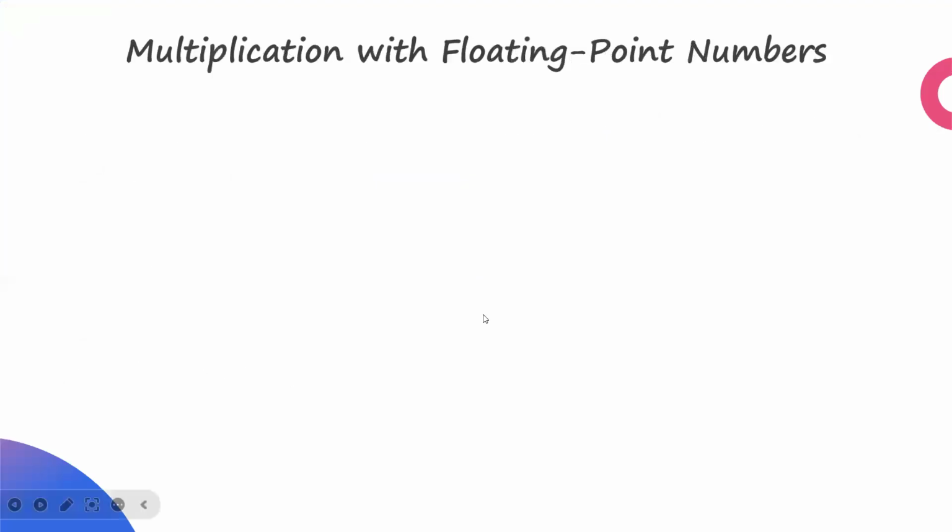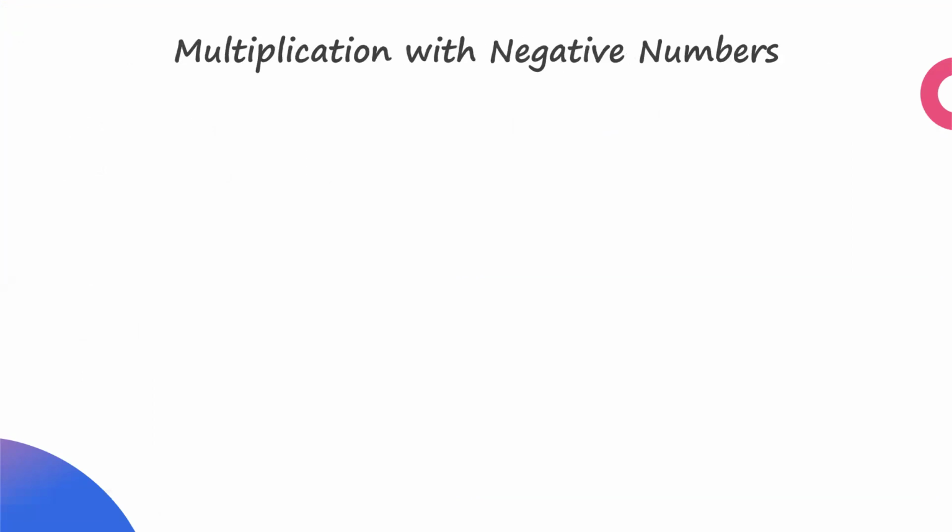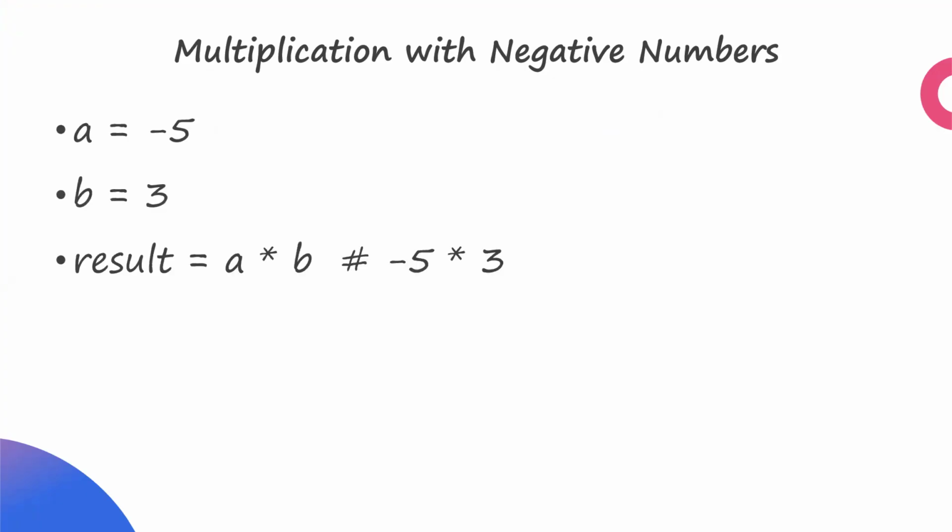So this is the basic one. You can also do multiplication with floating point. I just showed you that. Okay. Make sure you're practicing with me. Just practice along. You can also do multiplication with negative numbers. All right. A here is -5, B is +3.